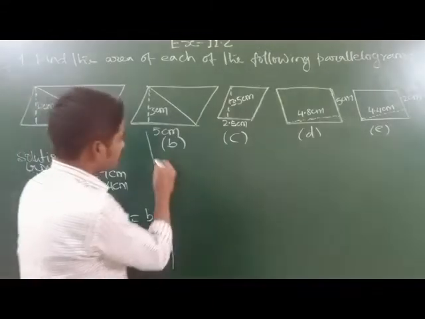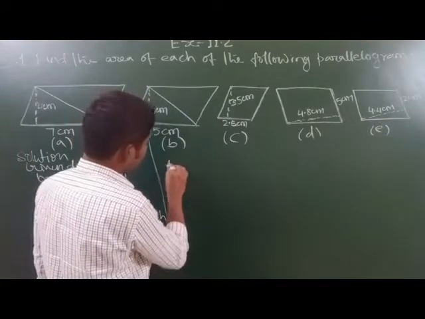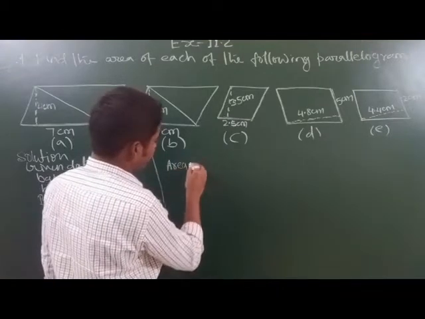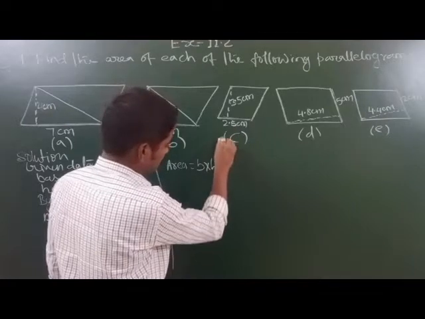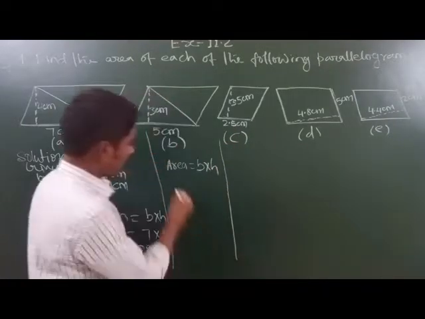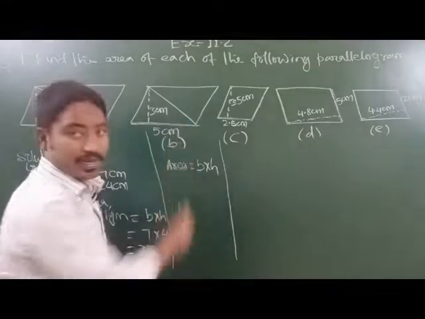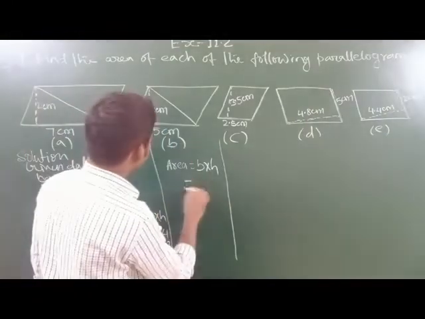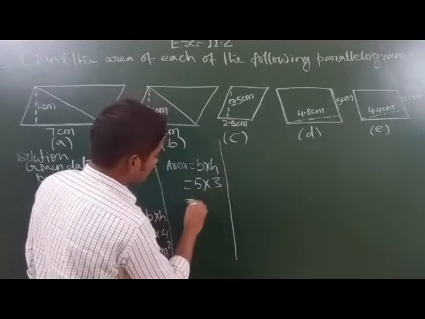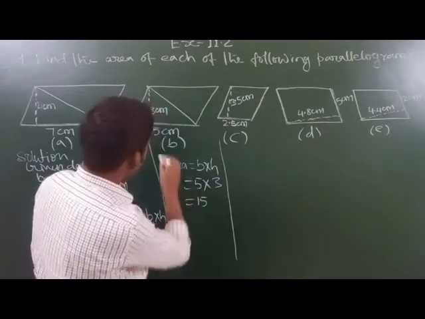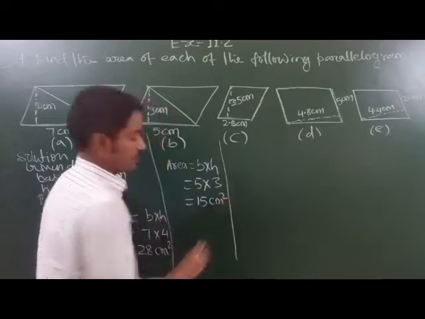Now directly I am going to find out the area. Area is equal to, again, area of parallelogram is equal to base into height. How much is your base given, students? 5, and how much is height? 3. So 5 into 3 we will get 15 centimeter square.